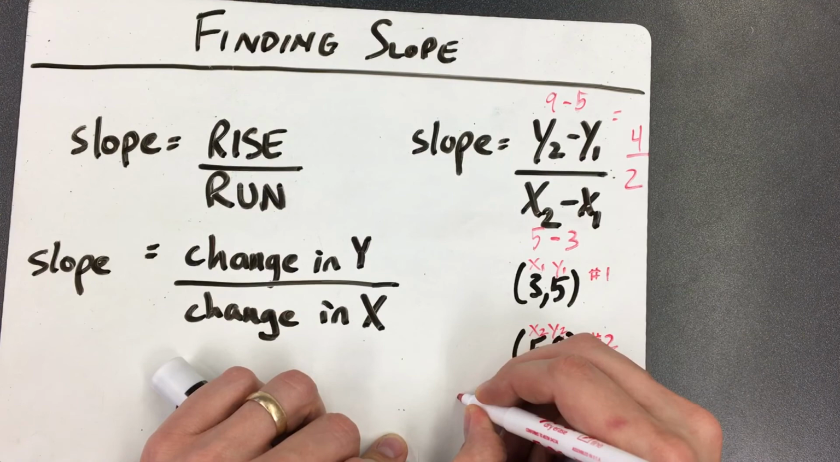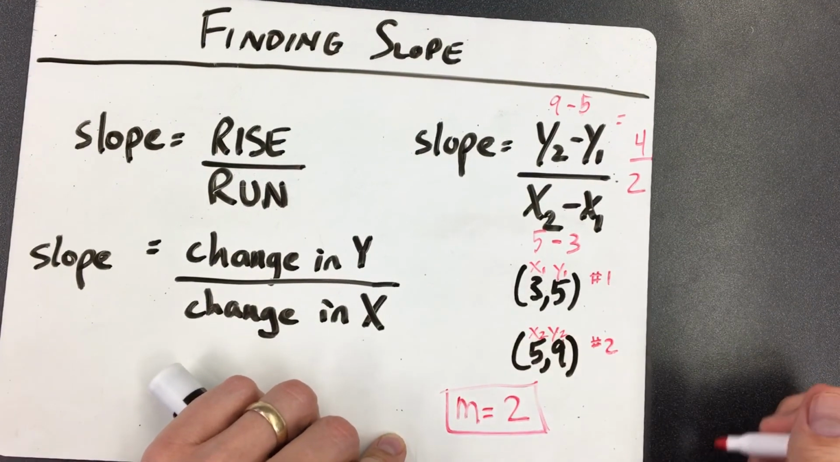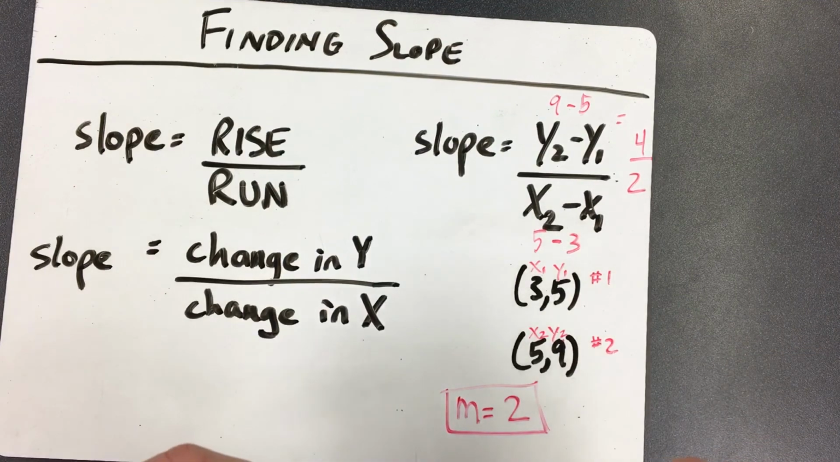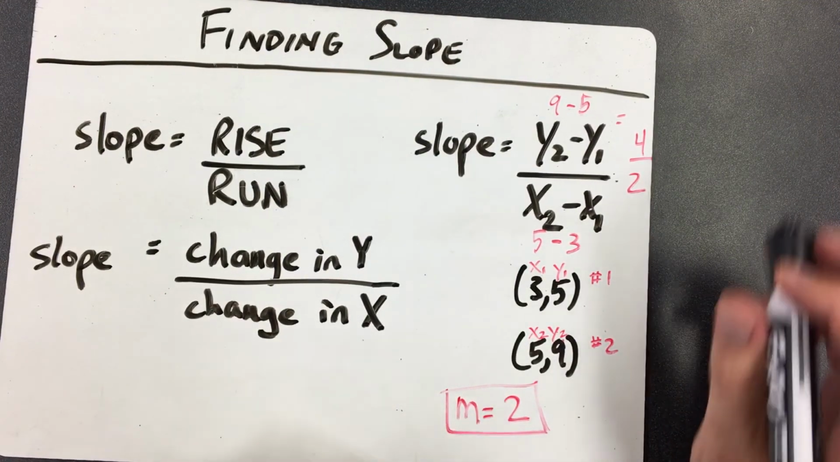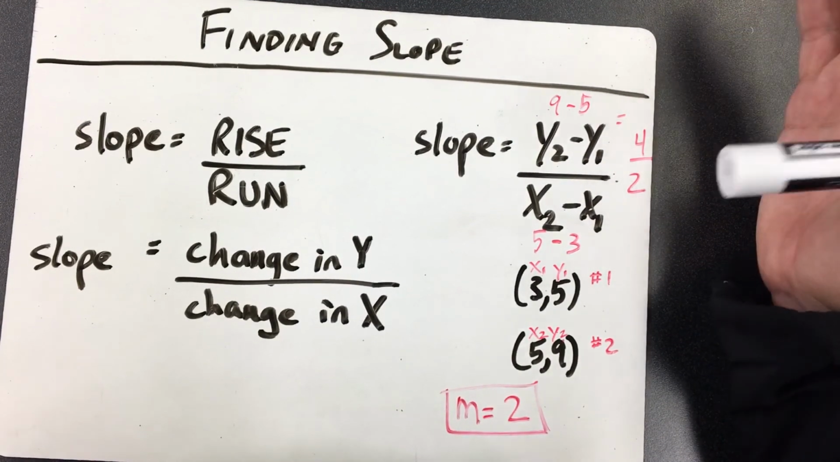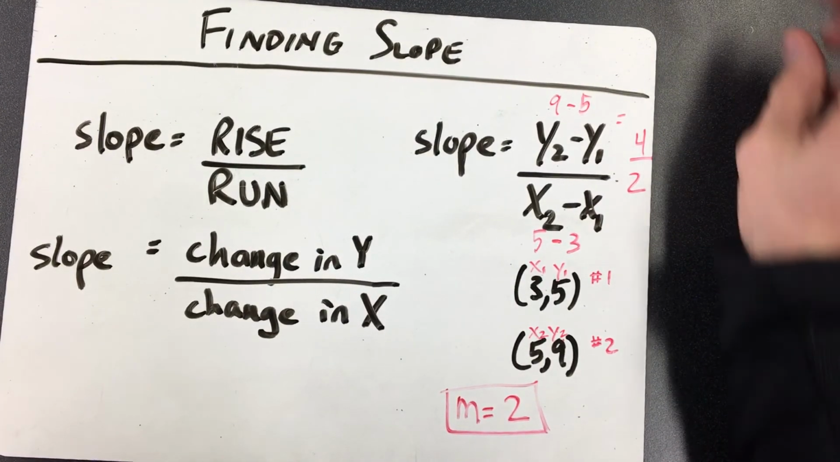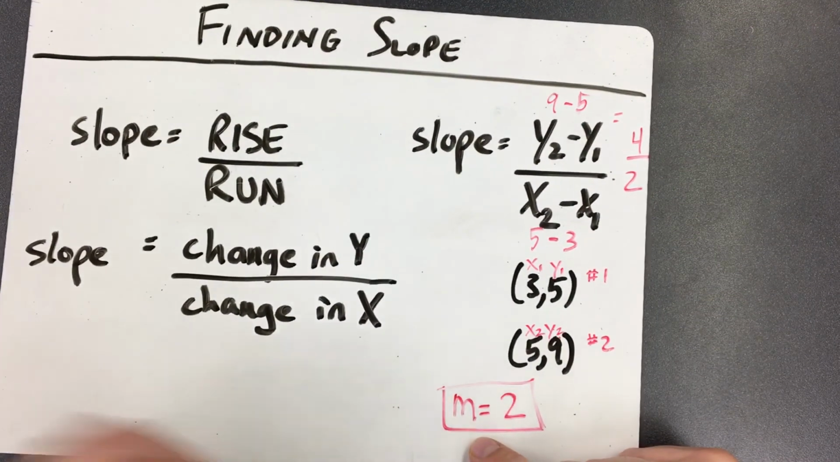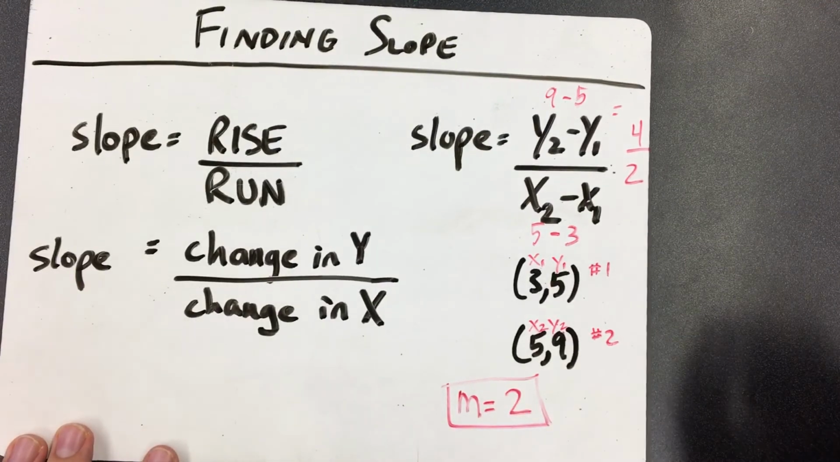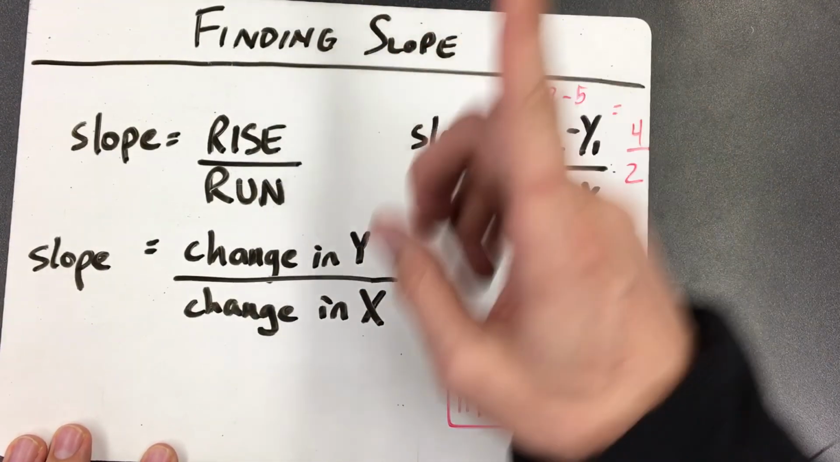Now, could you say 2 over 1? Yes. But most people will just put 2. Now notice what I put there. The abbreviation for slope is the lowercase letter m. Why in the world did they pick the letter m to represent slope? I don't know. Every year I say I'm going to look that up and try to figure it out, and I haven't ever done it. So for some reason, m is always the abbreviation for slope, if you ever see that. But it's always the change in the y, the vertical change, the rise, compared to the run.